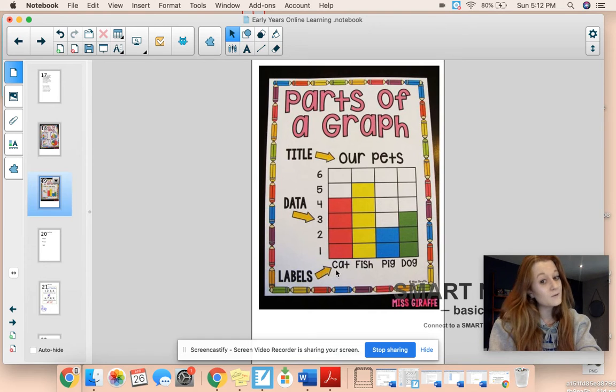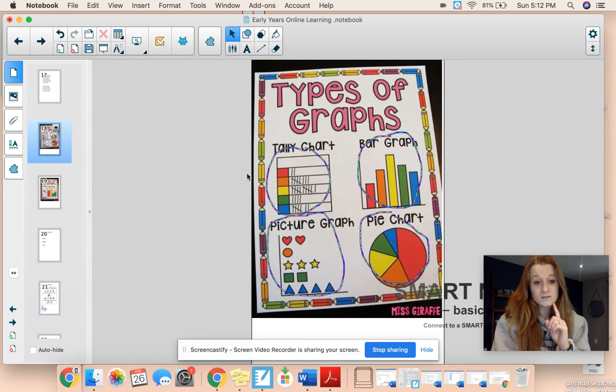Down here, we need more labels about what our choices are. Okay, so in this case, we're talking about pets. So we've labeled the different pets down here. And our data, that big word, it's just our numbers. How many people like cats? How many people like fish? And then we graph it and we can see, fish was really popular, but cat was super close, and then dog, and then pig. Okay, now we are focusing on tally charts this week, tally charts.